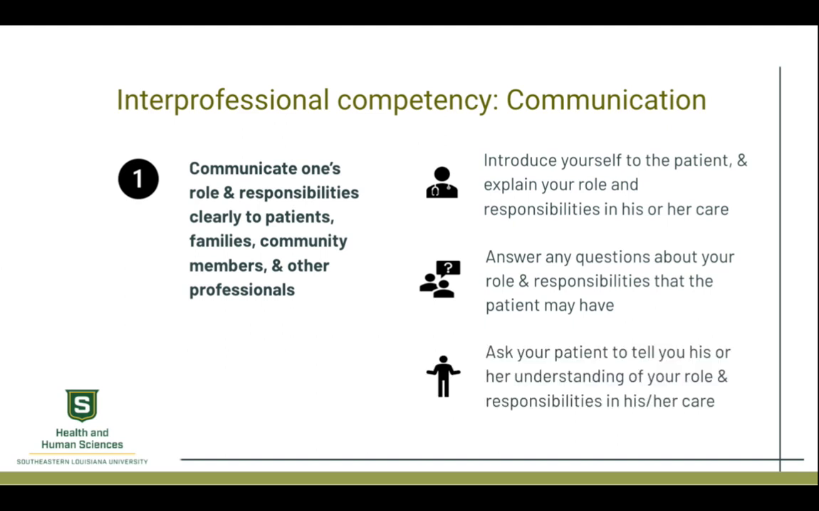And then finally, in an ideal situation, you ask your patients to tell you their understanding of what your role and responsibility is. So this third one is a way of doing the verification, whereby when you ask the question and they respond in accordance with what you said to them, then you have verified that yes, they did understand when you communicated your roles and responsibilities.